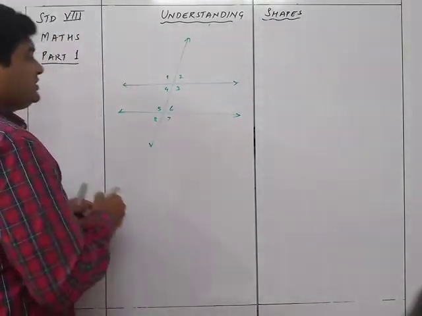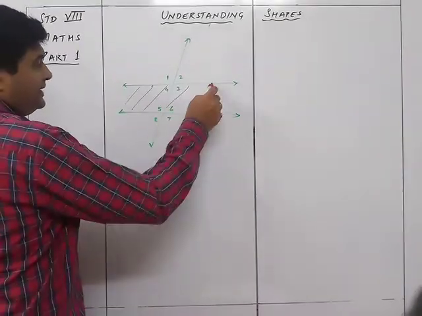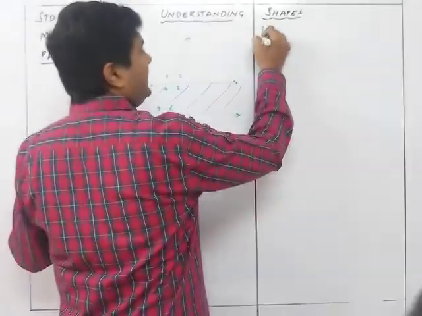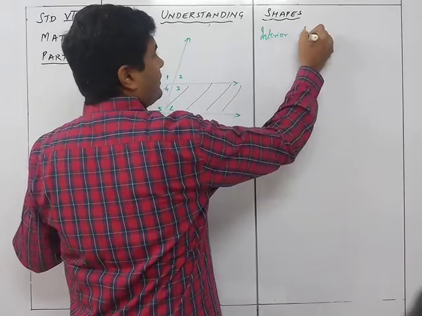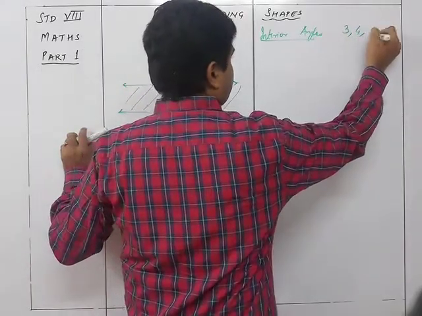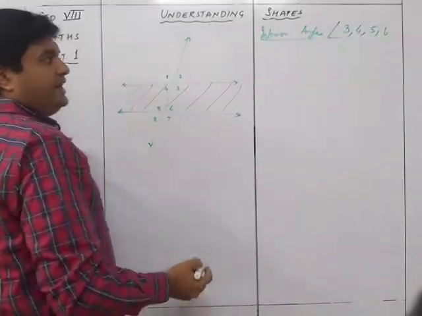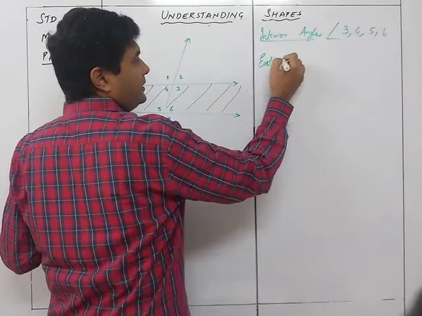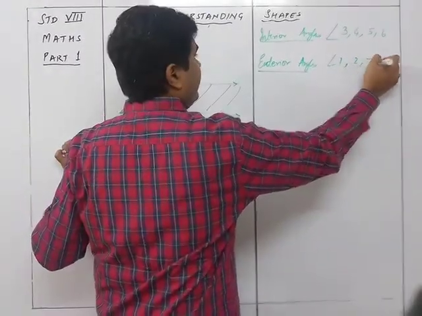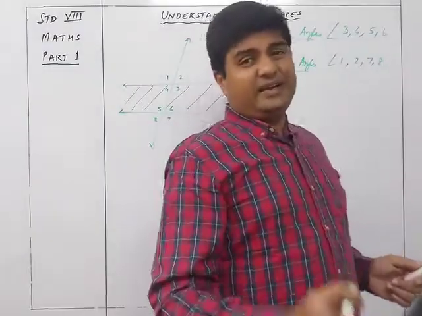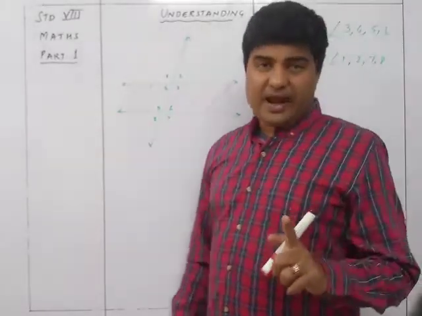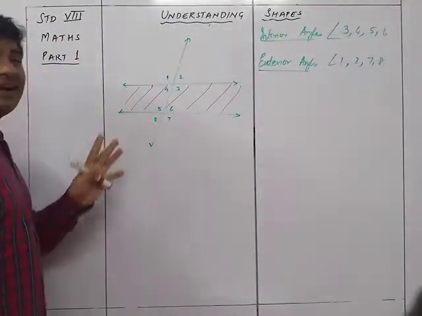The angles which are within these two parallel lines are in the interior of the two parallel lines, hence they are called interior angles. So the interior angles are angles 3, 4, 5 and 6. Similarly, the ones outside the parallel lines are the exterior angles, which are angles 1, 2, 7, 8. Clear? So that is the different kinds of angles.